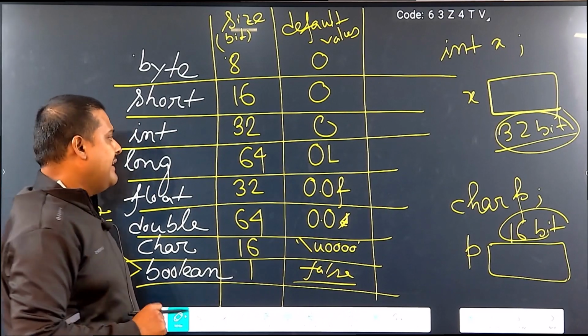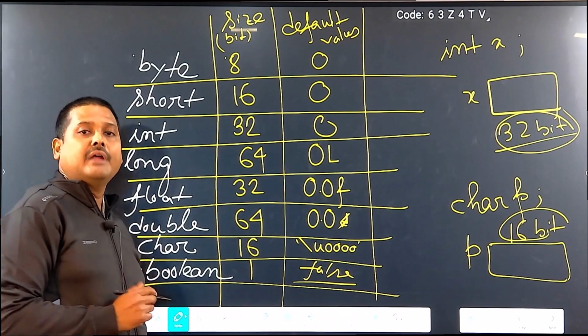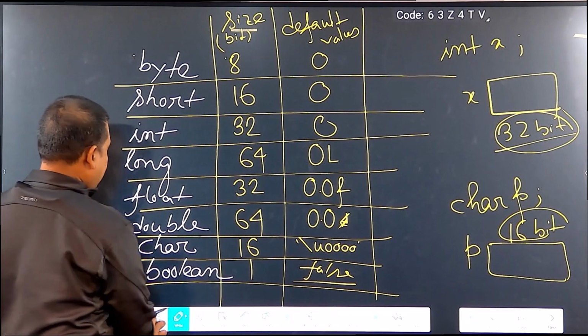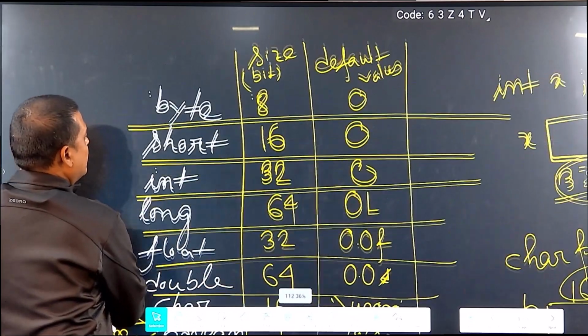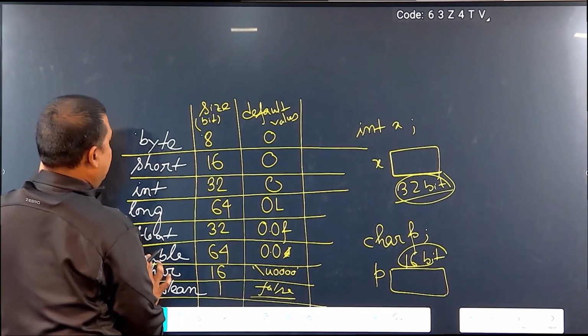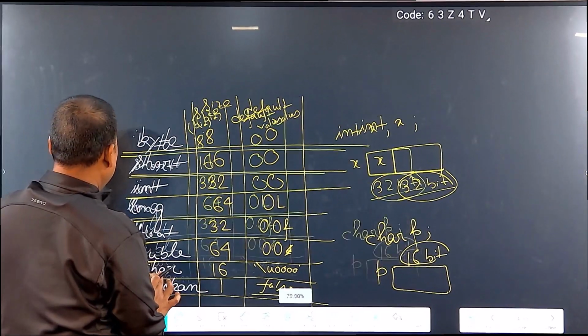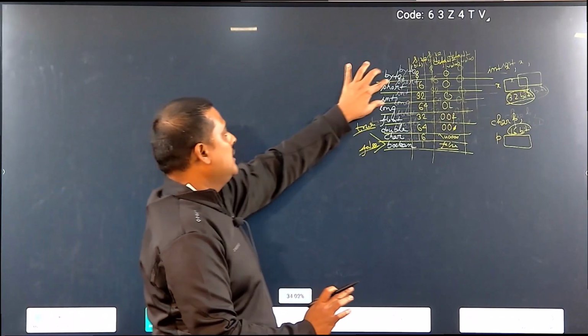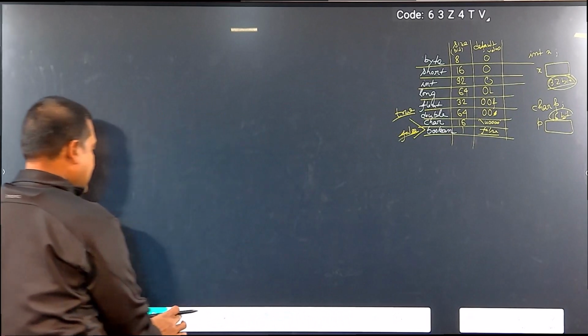Now, if I write some code, if I try to write some code like we are having some value like this, so if we are trying to have this particular place.